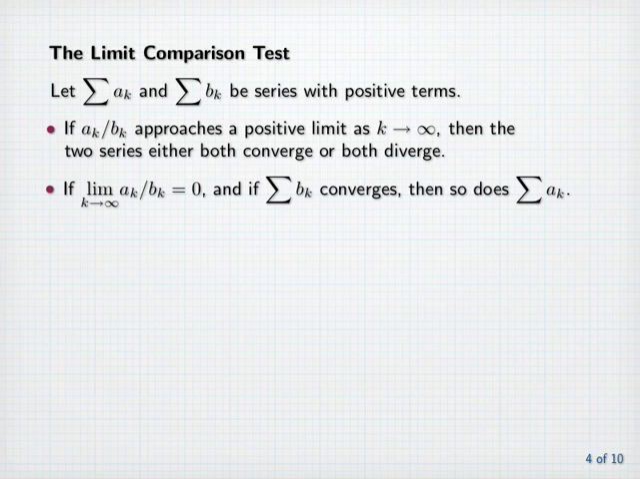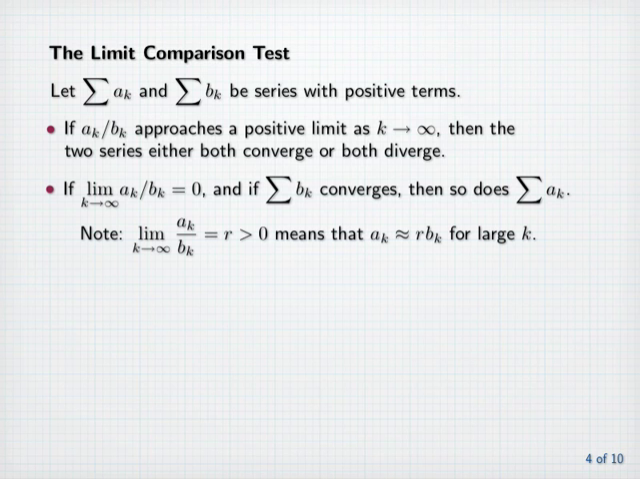Let's note that the condition that the limit as k goes to infinity of a sub k over b sub k equals a positive number r essentially means that a sub k is approximately equal to r times b sub k for large k. Now let's look at a few examples.